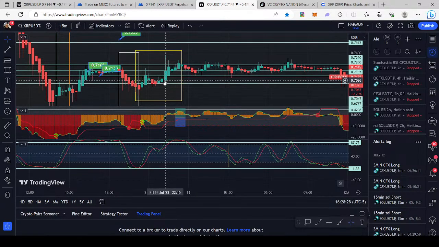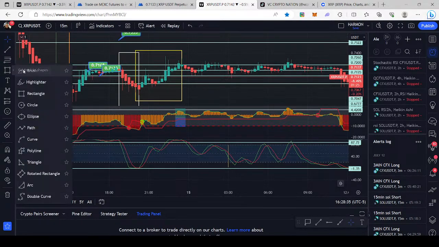Do you know how to make a triangle, like a square, a rectangle? The rectangle's on the left side. It's the tool that is under brushes and highlighter. So click on that little arrow, and you'll see a little thing that says rectangle.